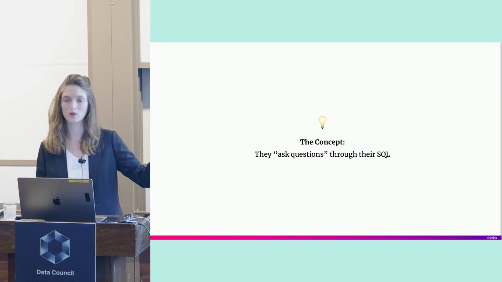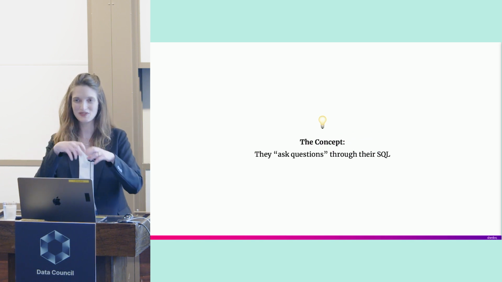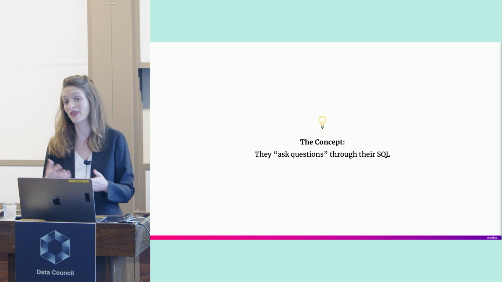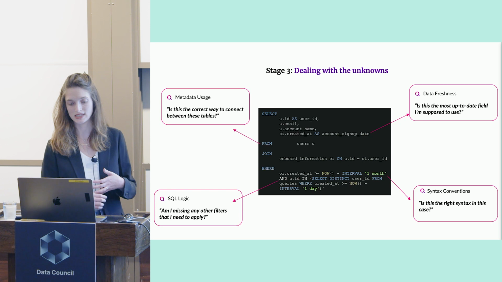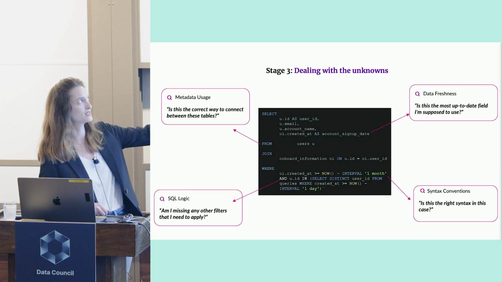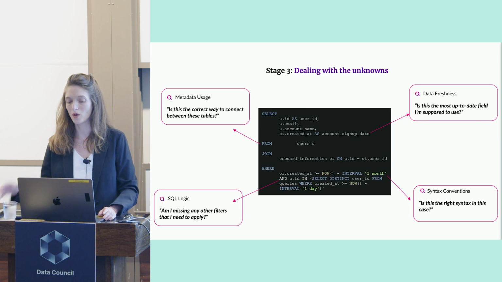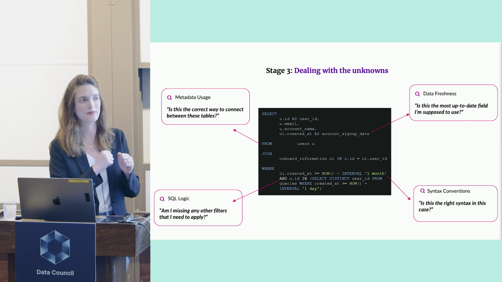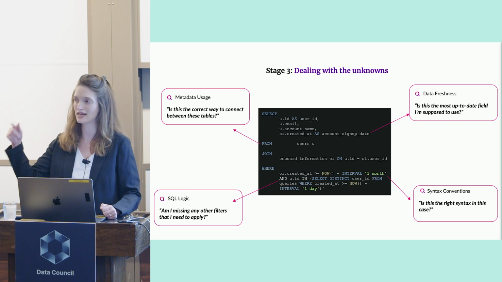And the concept here was that when people write SQL, behind the SQL itself, there are questions that our users are asking without actually asking them. So let's take this SQL, for example. What you can actually see here is that when someone decides to use a specific field, what they're actually asking is, is this the most updated field that I'm supposed to use? Is this the real field? Is there another field that I'm supposed to use that isn't this field?